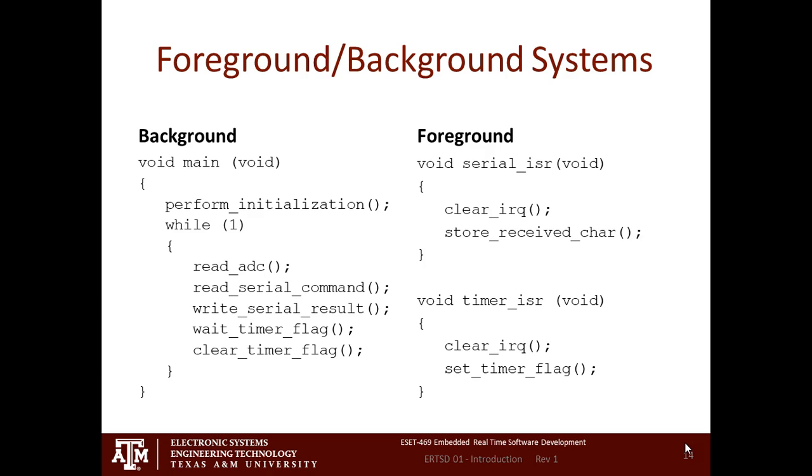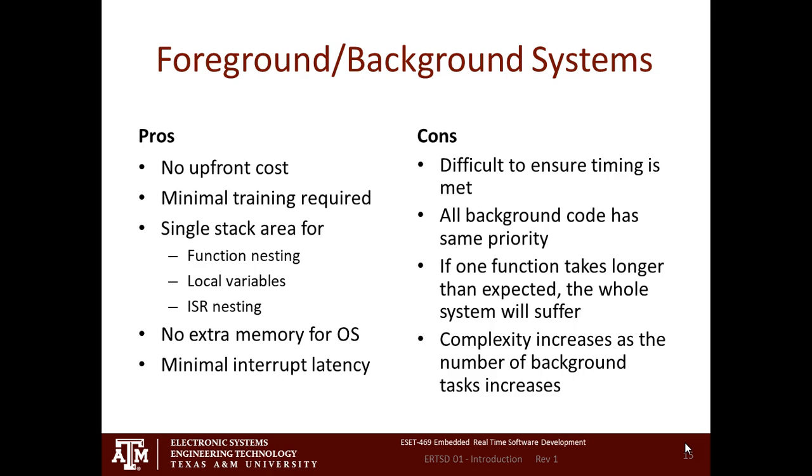So in the foreground, what you see is I've got this serial interrupt routine. And the serial interrupt routine, whenever there's a character coming in on the serial, it stores whatever character received. And the other foreground function that I've got is the timer interrupt service routine. And all that timer interrupt service routine does is that it wakes up, clears the interrupt, and then sets the timer flag that says, hey, we're done. Timer's timed out.